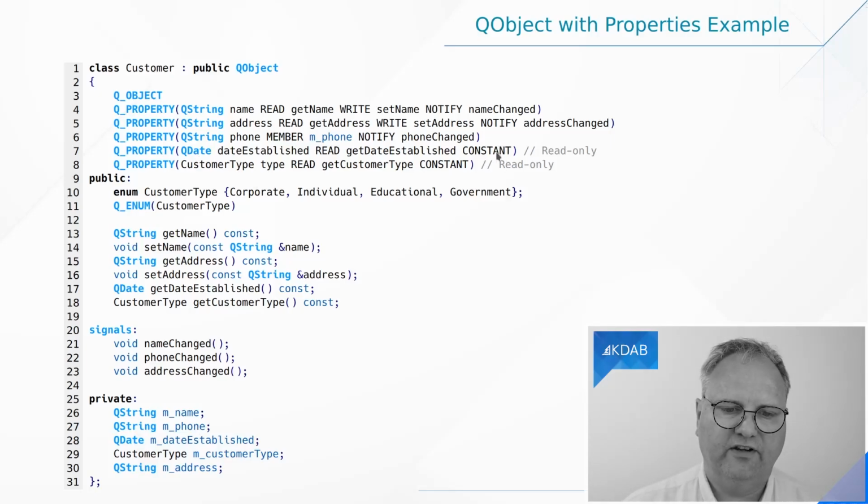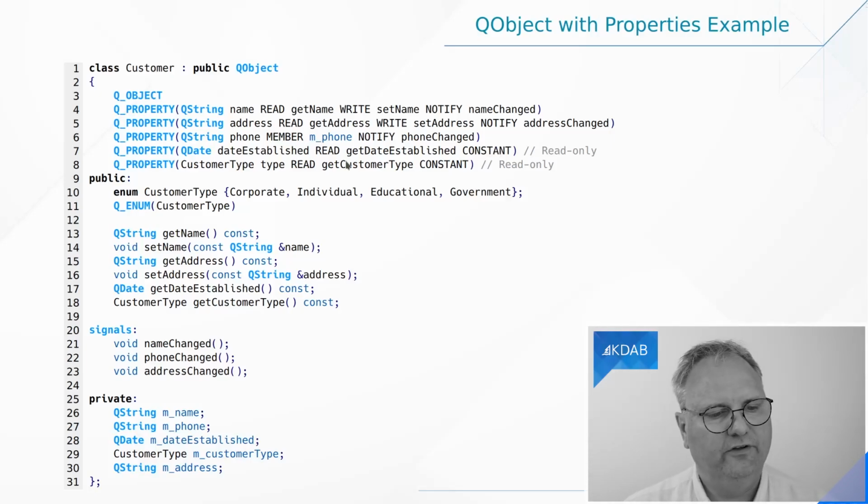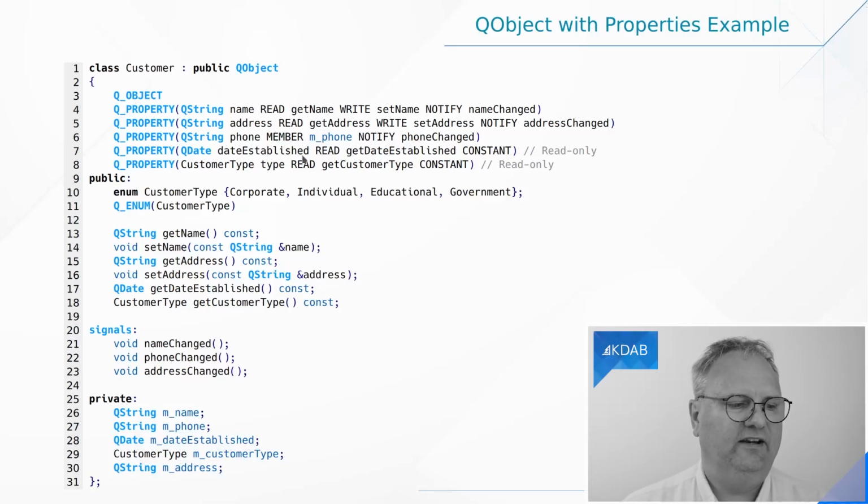QDate is constant. I guess it would change over time, but no, that's the date the customer relationship was established. That, of course, does not change over time, so it is constant. And here we have an enum, and I wrap my enum using Q_ENUM, and when I do that, that gives me access to the enum via the property system too.